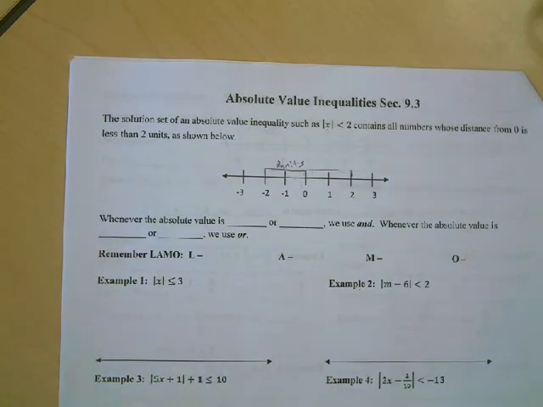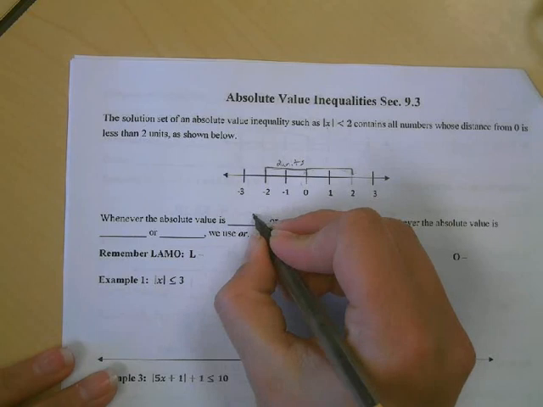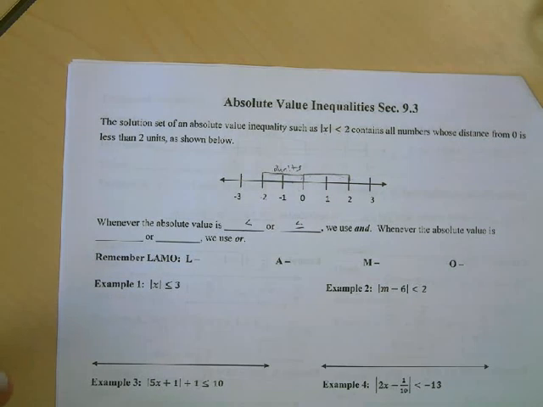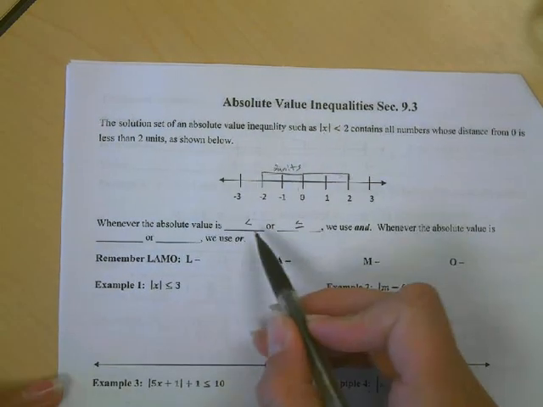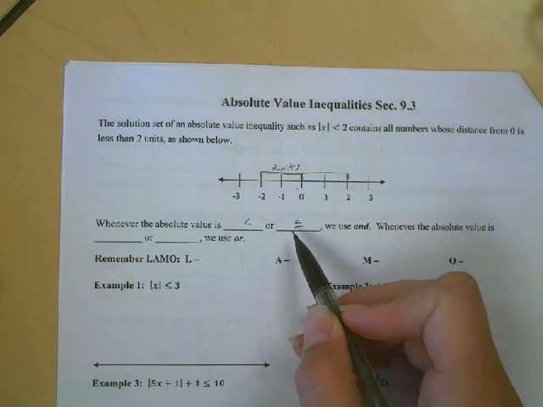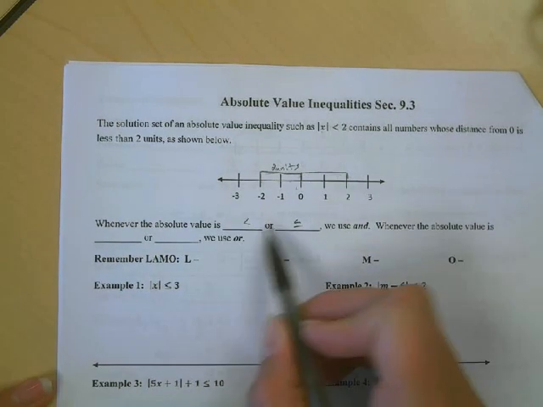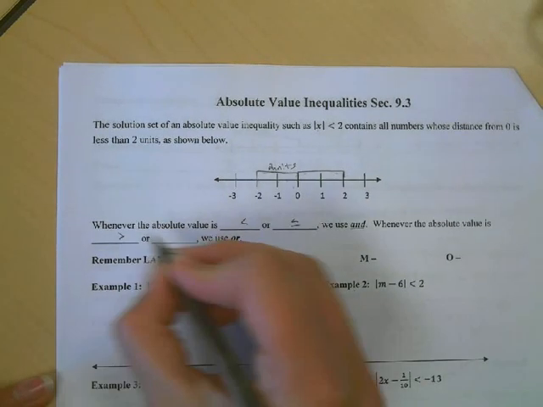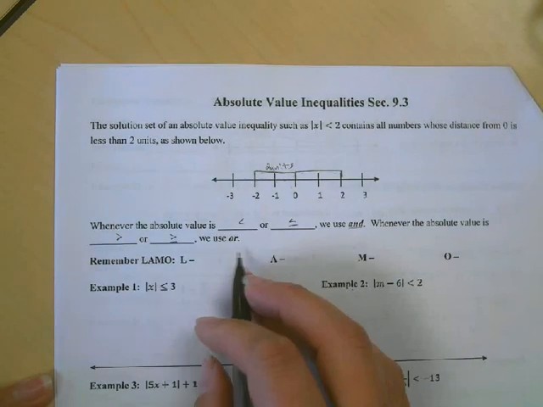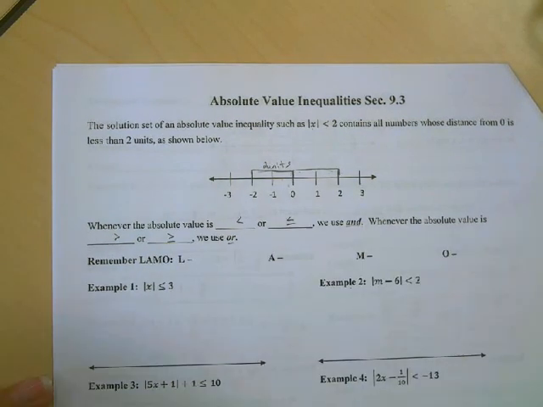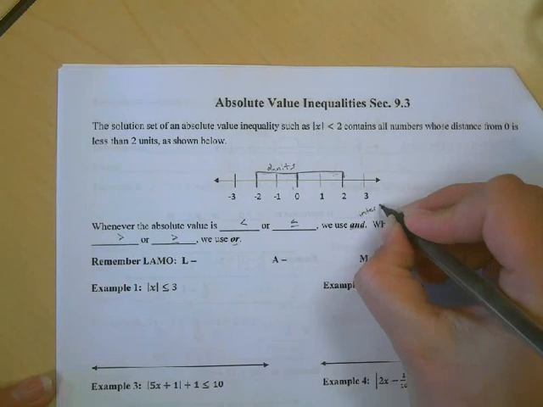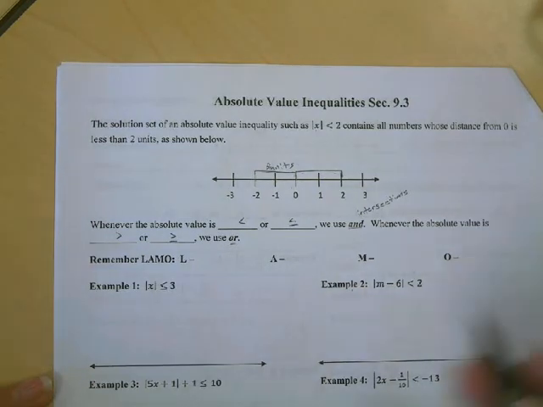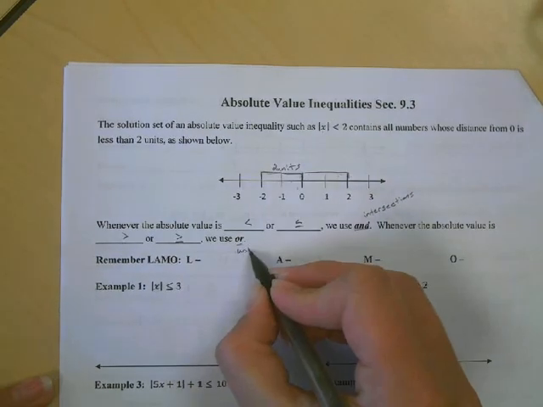Whenever the absolute value is less than or equal, those are considered and statements. Those are going to be your and statements, so the intersections. We talked about those in the inequality section, the very first one, 9.1. And whenever the absolute value is greater than or equal to, we use the or statement. Those are your unions. If you need to write that down, these are the intersections. If you're not sure what that means, go back and look at 9.1. That's where we learn this stuff. So intersections for and, unions for the or statements.